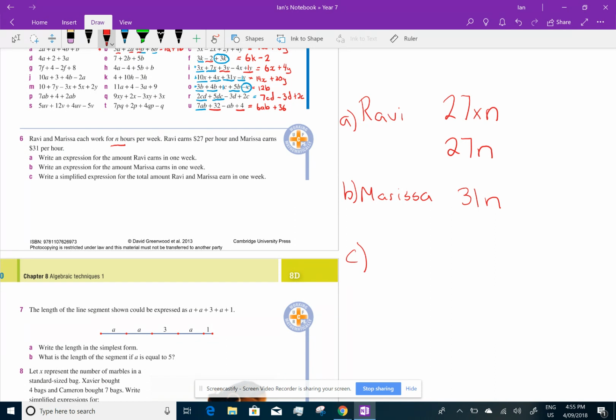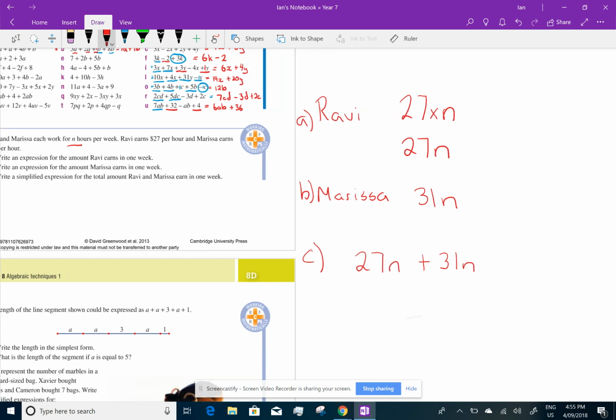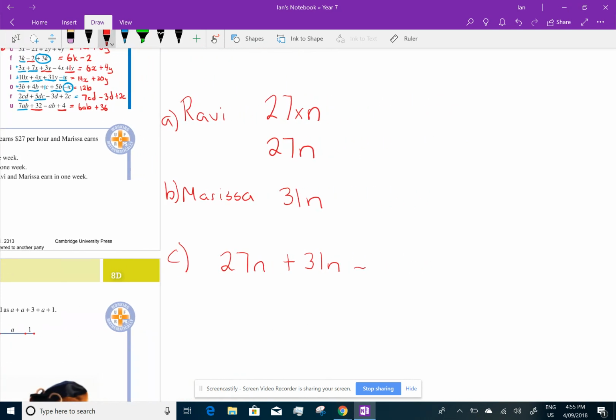Now what about C? Write a simplified expression for the total that they earn. Well, there's Ravi, 27N, and if we add Marissa, 31N, hey, they're like terms. I can add and subtract like terms. If I've got 27N plus 31N, that'll give me 58N. Hopefully you got that. And you're going to have a go at 8 on your own. Good luck.